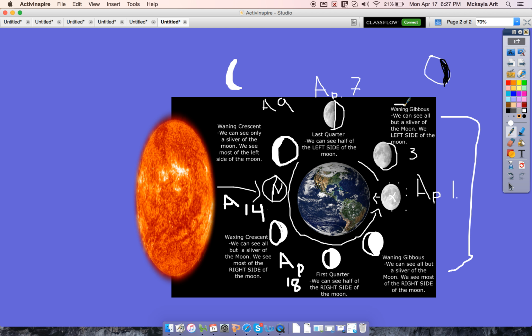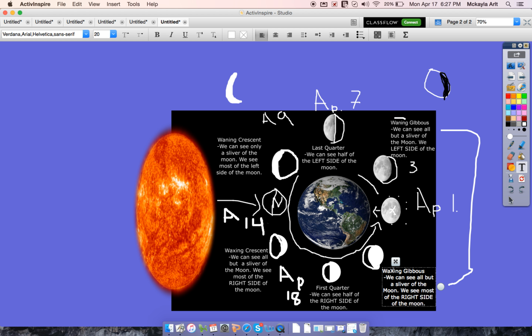So as you can see, if it says waning gibbous and waning crescent, the left side of the moon is showing. If it says waxing crescent, let me look, it was supposed to say waxing gibbous, the right side of the moon is showing. Okay, we have left side, left side, left side, waning. Right side, right side, right side, waxing.